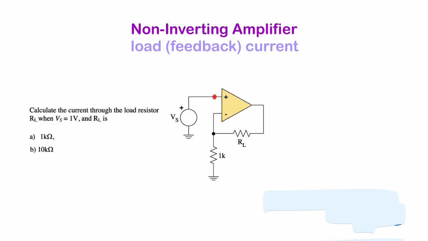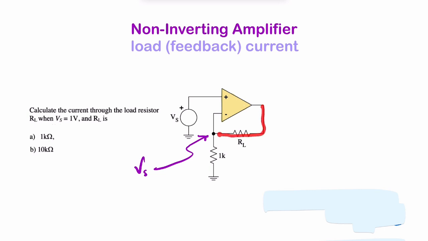So we always assume for an ideal amplifier there is no potential difference between the two input ports. So these are at the same potential. So if we've got Vs at the positive, then we have that same Vs right there. So this potential here is Vs.